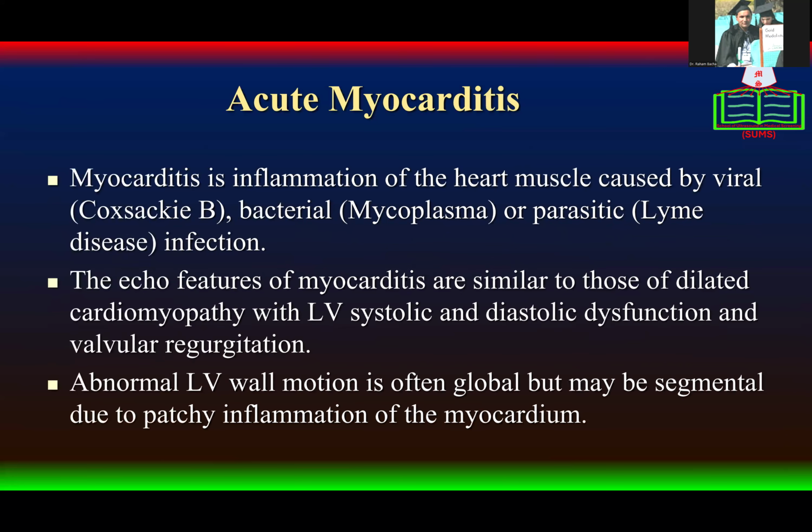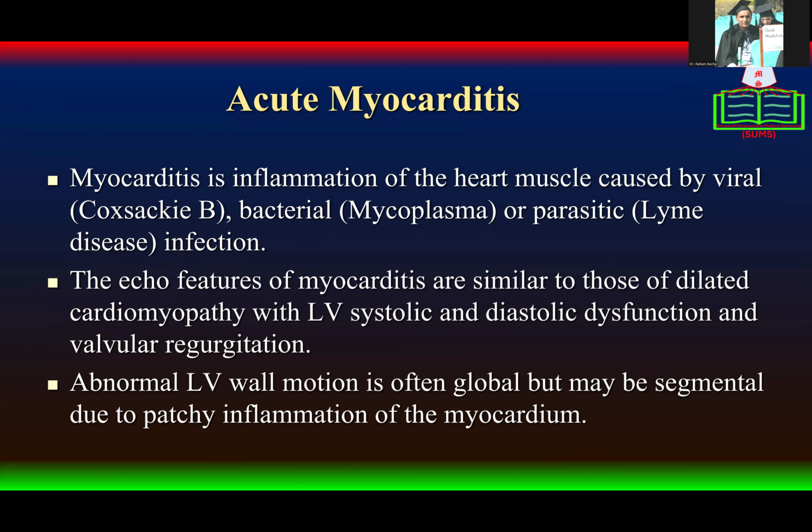Then acute myocarditis is also a cause of systolic dysfunction. So myocarditis is inflammation of the heart muscle caused by viral Coxsackie, bacterial mycoplasma, or parasitic Lyme disease infection. They can be the cause of myocarditis.